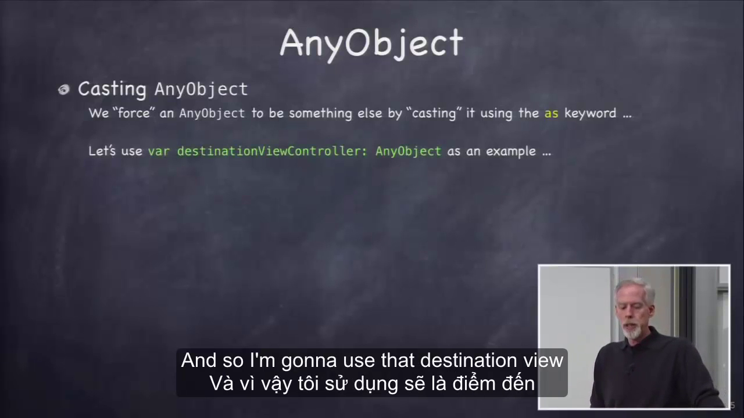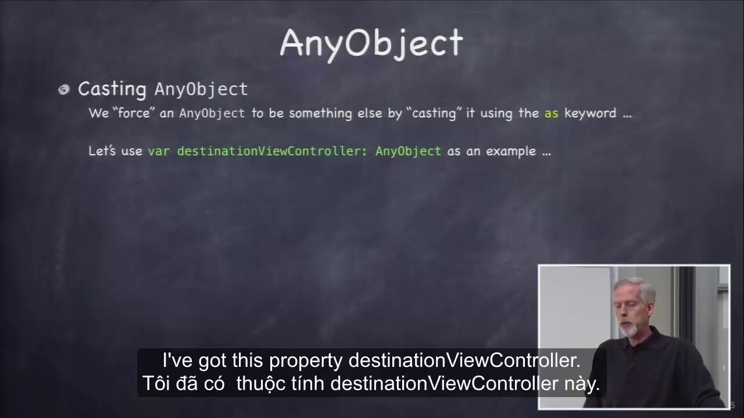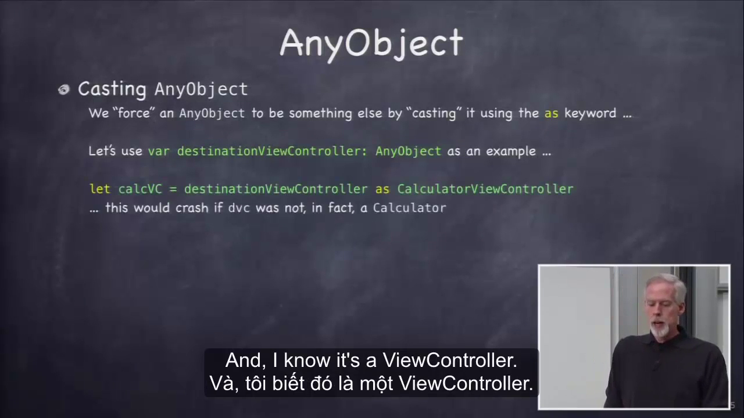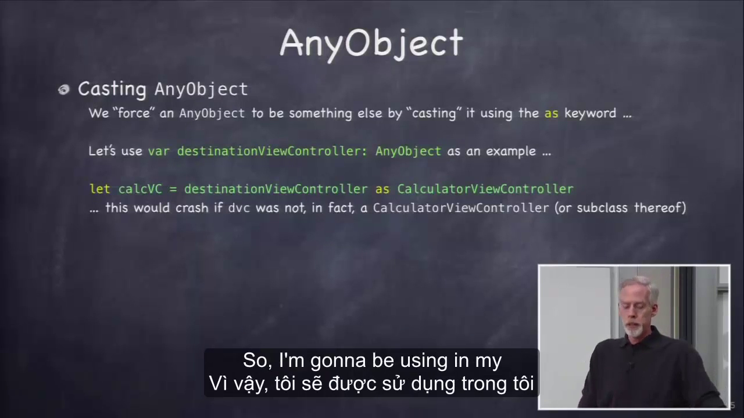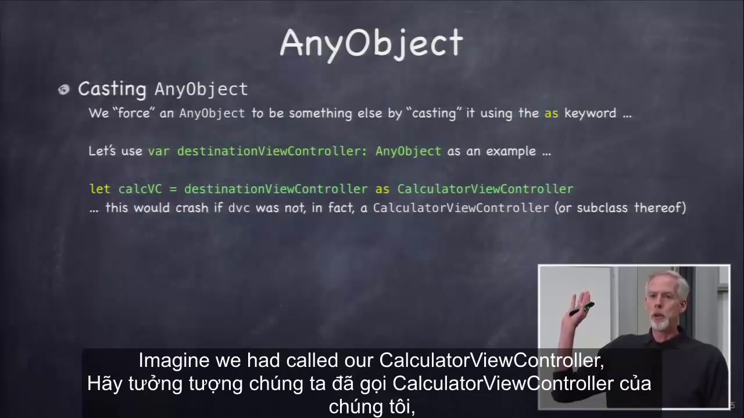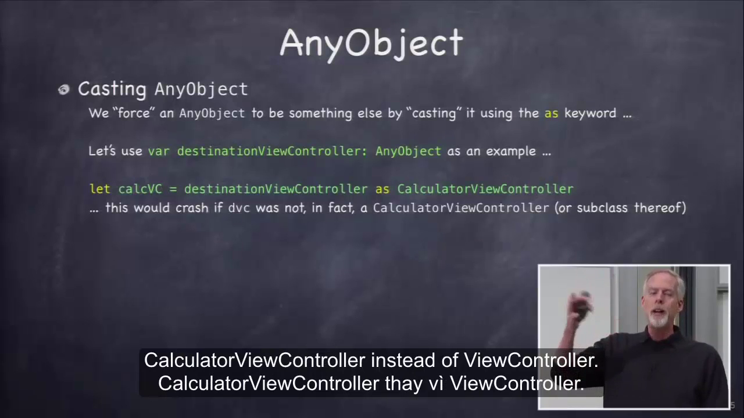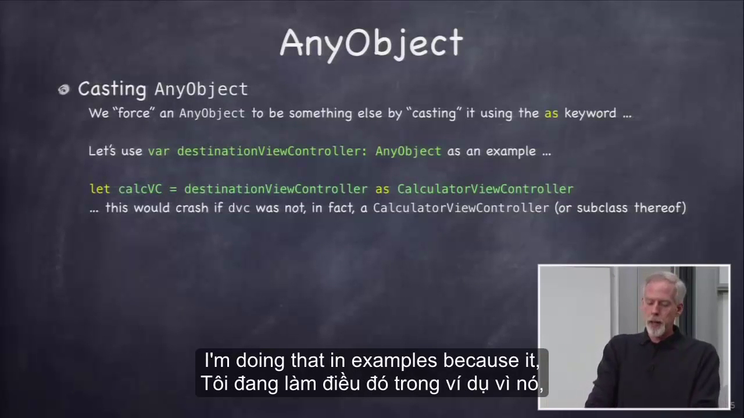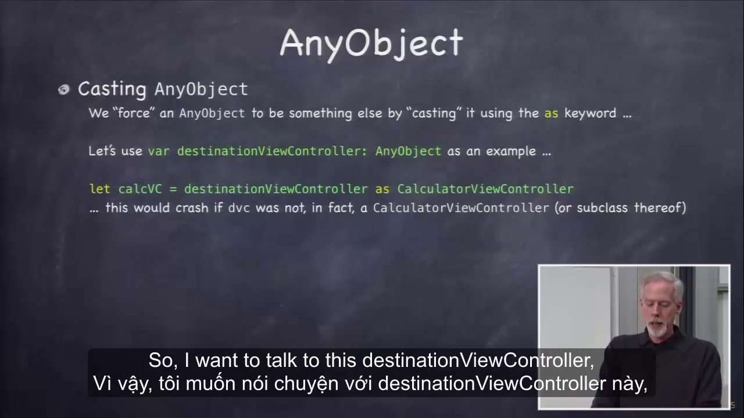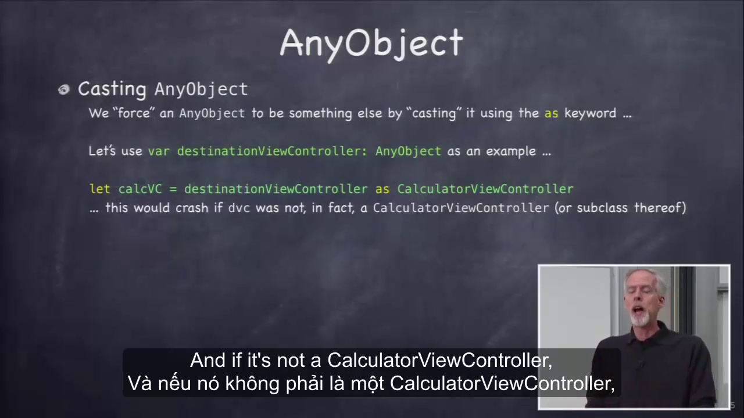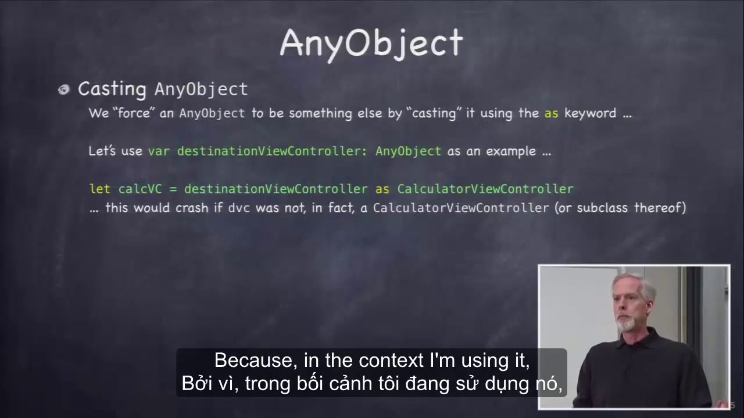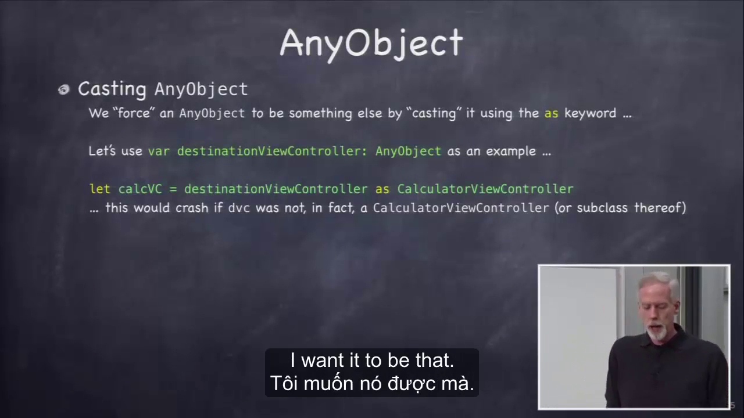And so I'm going to use that destination view controller thing as an example. So I've got this property, destination view controller. It's an any object. And I know it's a view controller, and I think it should be a calculator view controller. So I'm going to be using in my examples calculator view controller. Imagine we had called our calculator view controller instead of view controller. I'm doing that in the examples because it's just going to make more sense, okay? So I want to talk to this destination view controller, which is any object, and I know that it's a calculator view controller. And if it's not a calculator view controller, my program should probably crash because in the context I'm using it, I want it to be that, okay?